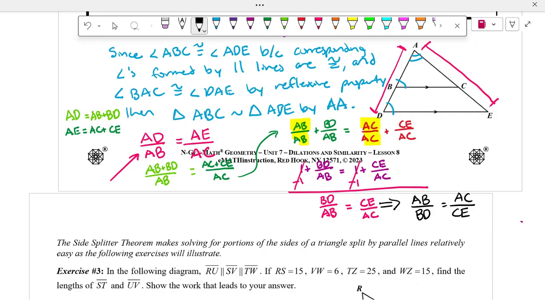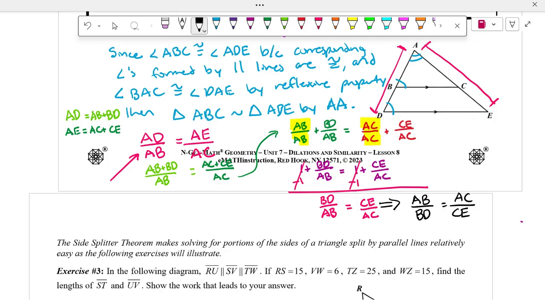Okay, so look. Since these triangles are similar, that means I can take the corresponding sides and put them over each other. So I can do AD over AB because those are the corresponding sides, and that's equal to AE over AC because those are the corresponding sides. Now, I need to get it so that it has BD and CE in them. So the way to do that is to replace AD and AE.